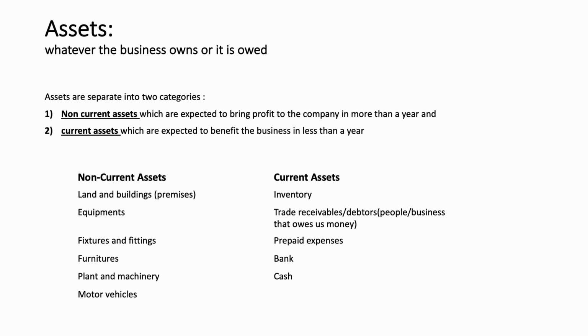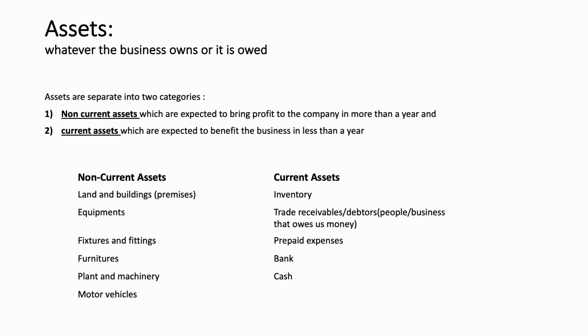The next important thing that you should know is that assets are separated into two categories. The first category is non-current assets, which are expected to bring profit to the company in over a year, and the second category is current assets, which are expected to bring profit to the company in less than a year. Some examples of non-current assets are land and buildings.